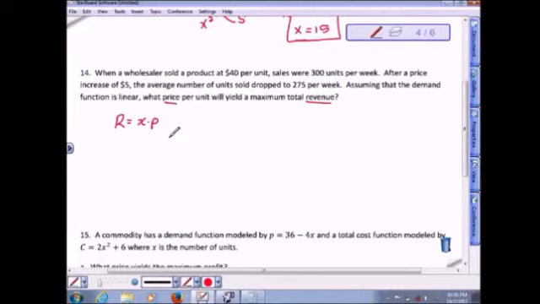Okay. Now, this price function I'm talking about here is the demand function. This is what we talked about on Tuesday, October the 1st. The demand function is lowercase p, and it's a function of x, where x is the number of units.